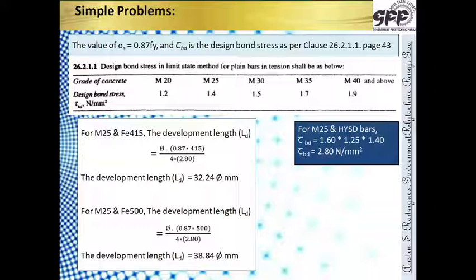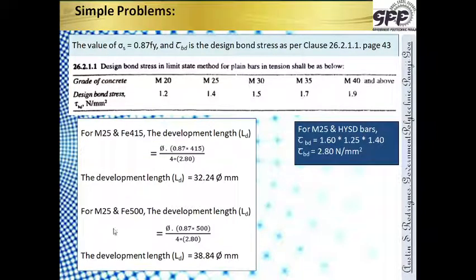By how much? It is permitted by 25%. So whatever is there, we are increasing by 25% by multiplying by 1.25. So the tau BD value becomes equal to 1.60 into 1.25 into 1.4. So tau BD comes equal to 2.80 Newton per mm square. That value is substituted over here. We get the value of the development length as 32.24 into the diameter.